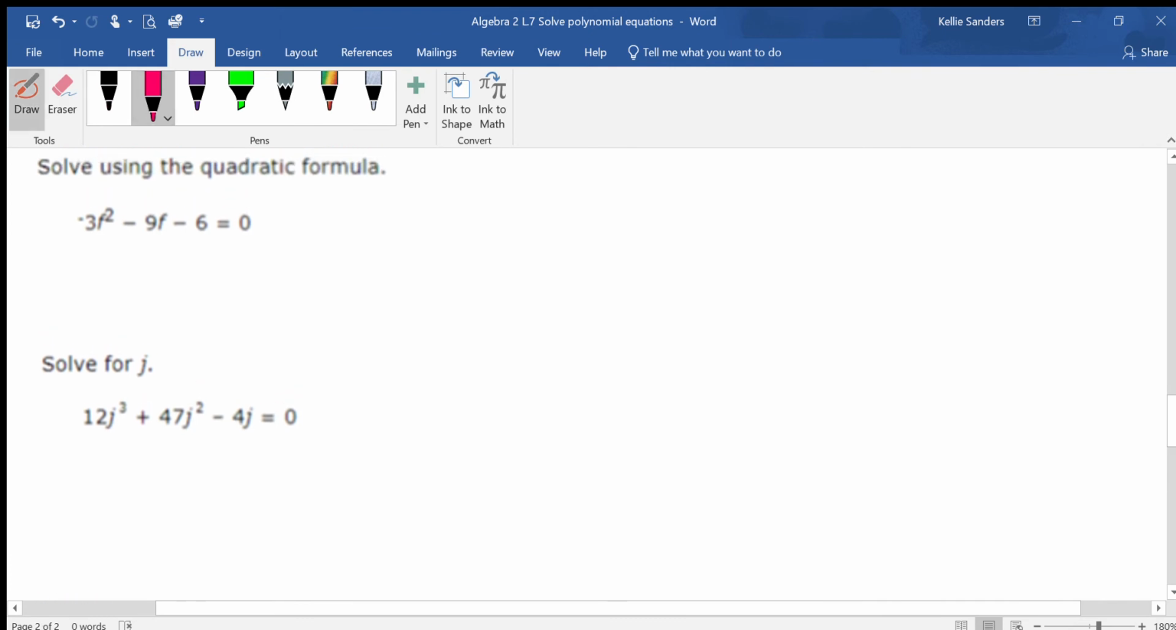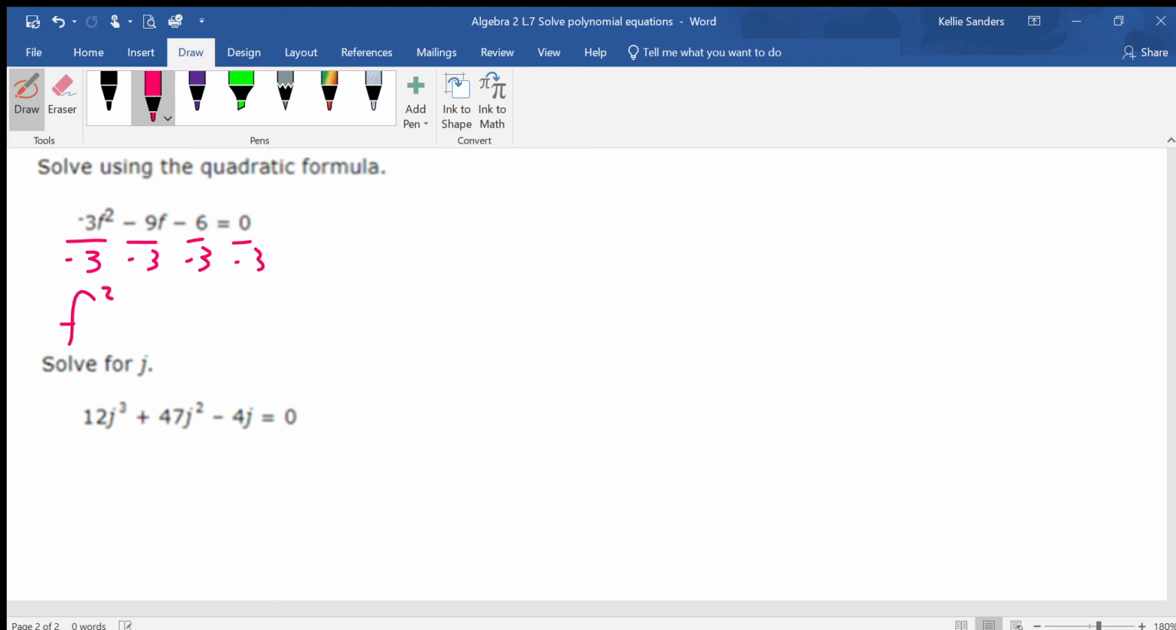It's in descending order, but I can see that 3 goes into all of them. So I'm going to divide everything by negative 3 just to get smaller numbers. Negative 9 divided by negative 3 is a positive 3.